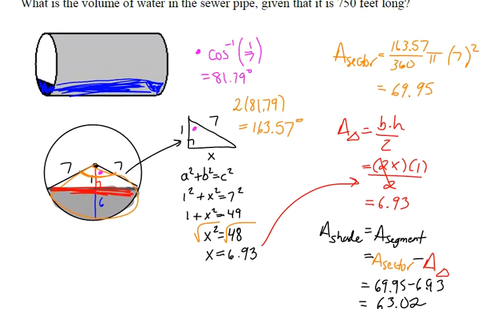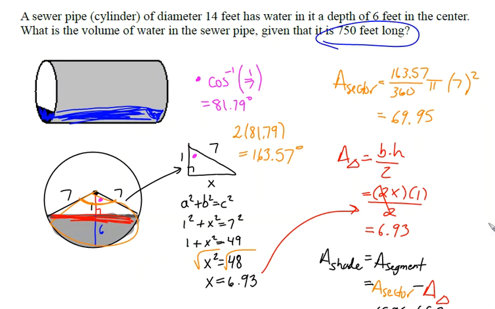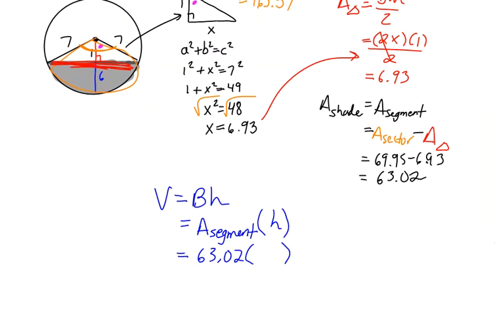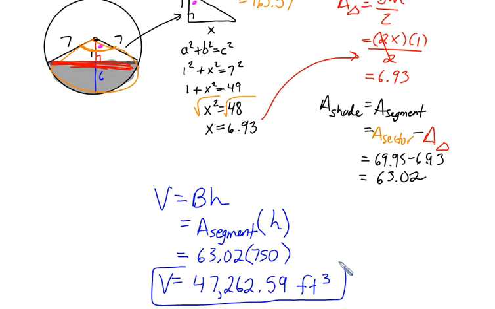The height is the length of the sewer pipe. In this problem, it was 750 feet long. So in this problem, we're just going to take that area of the segment and multiply it by 750. And when we do that, we get 47262.59. Please put the correct label in there, and this would be cubic feet for the volume of water in that sewer pipe.